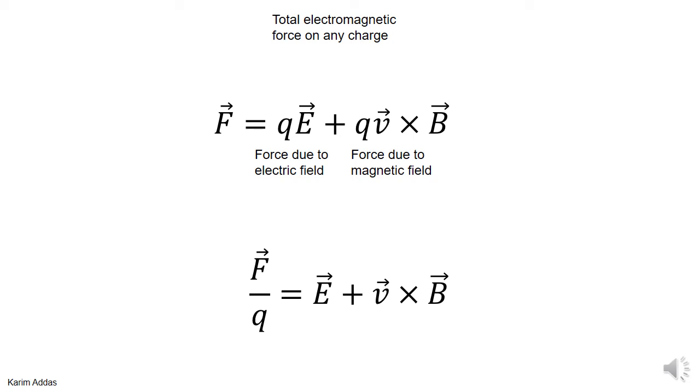Okay, so let's summarize then the idea of EMF for the whole chapter. The force on any charge is equal to QE plus QV cross B. So there's a force due to the electric field and a force due to the magnetic field. So the force per unit charge is E plus V cross B. This is always the case.